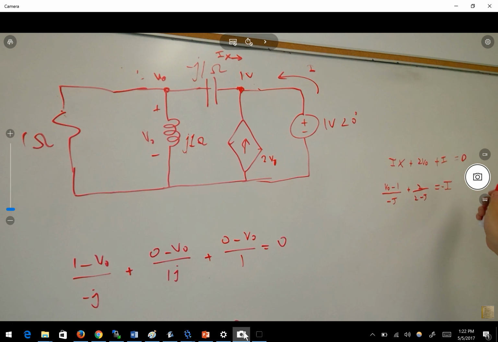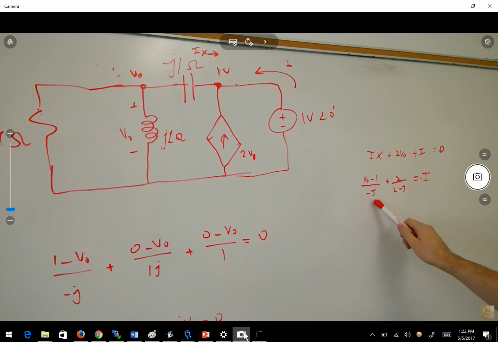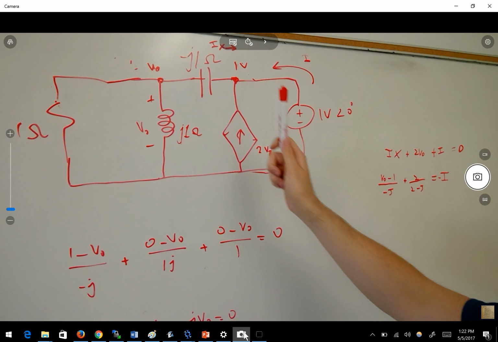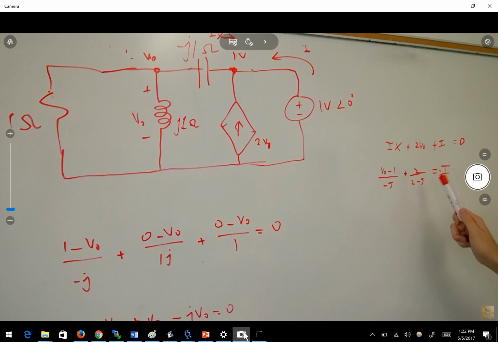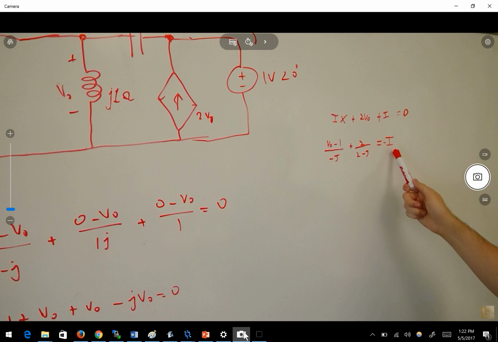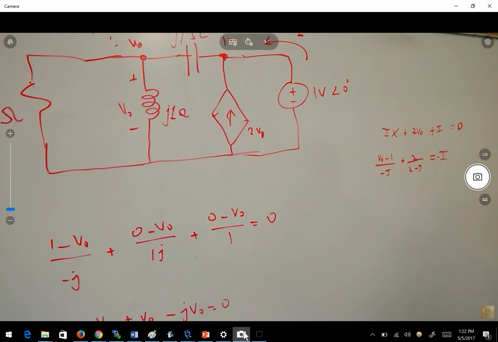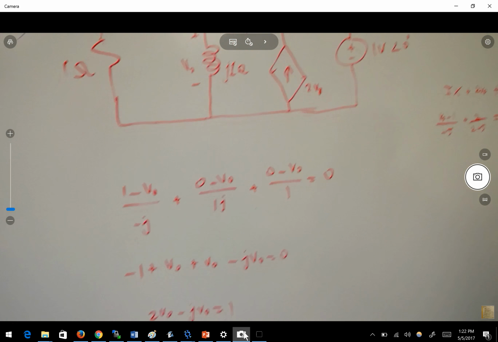Yeah, that's cool. So now I have my Ix equal to VO minus 1 over negative J. Based off that, and then I have my 2VO is going to be 2 over 2 minus J, equals negative I. So now we can do algebra. Sure. Good. Cool. That sounds great.